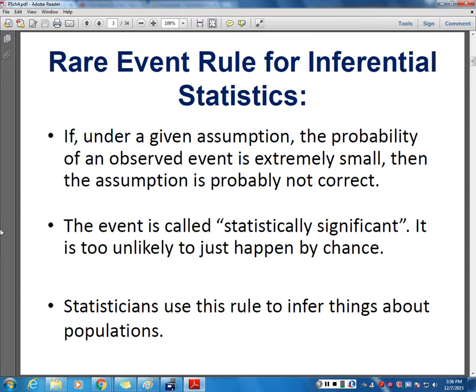Here is the rare event rule for inferential statistics, defined. If under a given assumption the probability of an observed event is extremely small, then the assumption is probably not correct. The event itself is called statistically significant because it's just too unlikely to happen by chance, just out of the blue. Statisticians, and we will, use this rule to infer things about populations and to make generalizations and decisions about populations. That's inferential statistics.